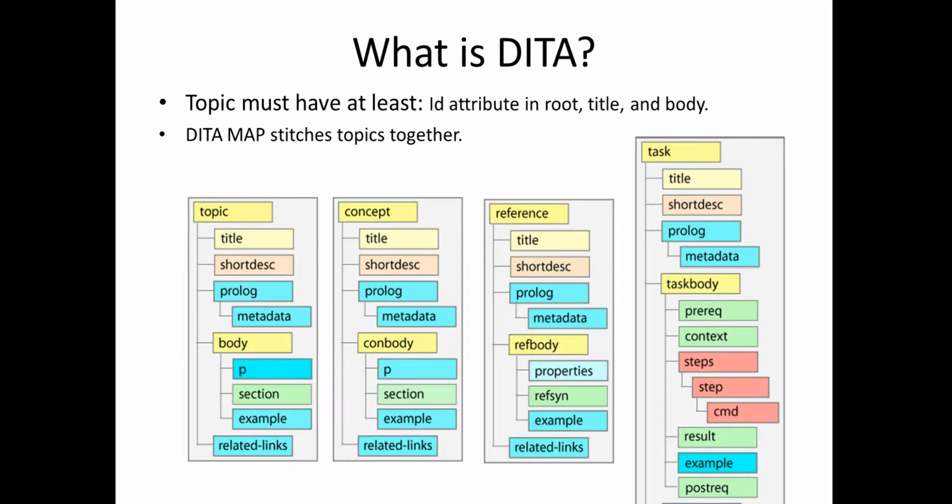So this slide here kind of summarizes what I just mentioned. The first thing is that a topic must have at least an ID element with an attribute in the root. Title and body, I'll show you that in a second. The main thing is there's a DITA map that stitches these topic XML documents together.